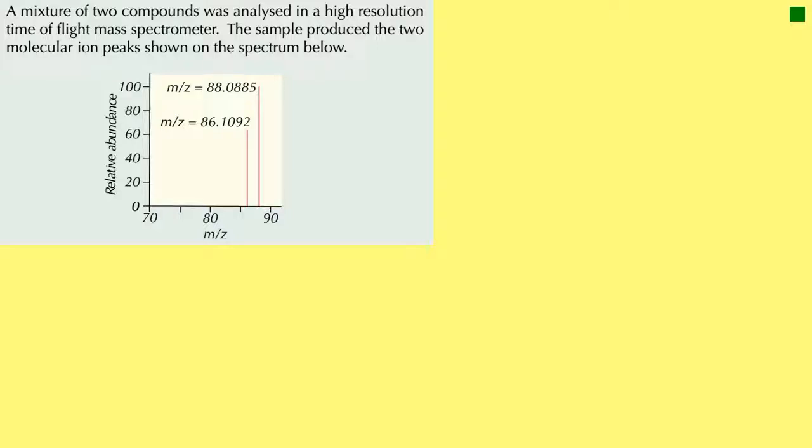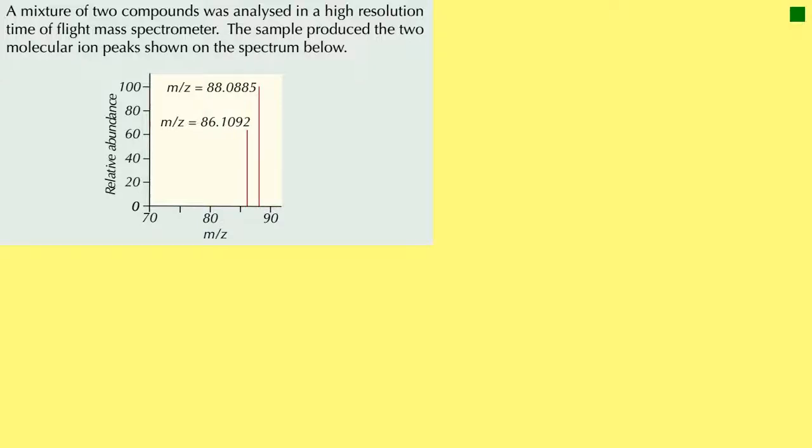Let's try another potential exam question. Here we've got a mixture of 2 compounds, and it was analysed in a high resolution time of flight mass spectrometer. The sample produced the 2 molecular ion peaks shown on the spectrum below. Okay, so we've got one at 88.0085 and one at 86.1092.